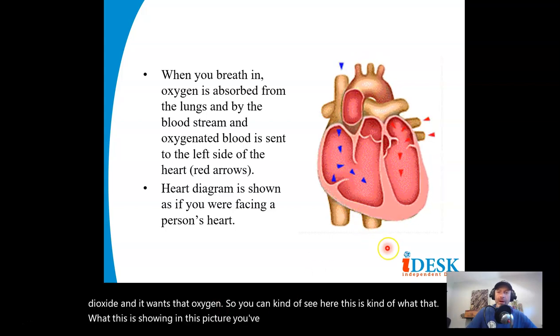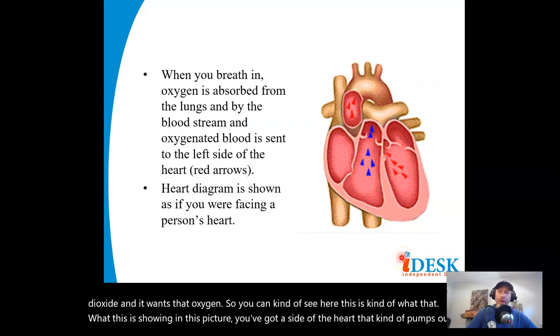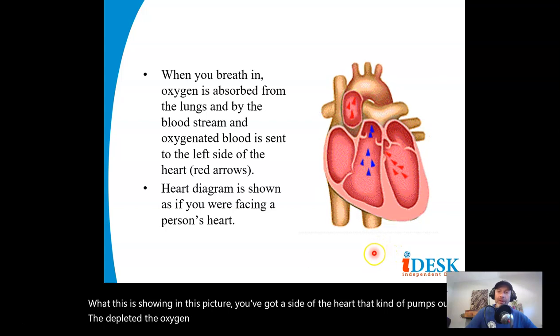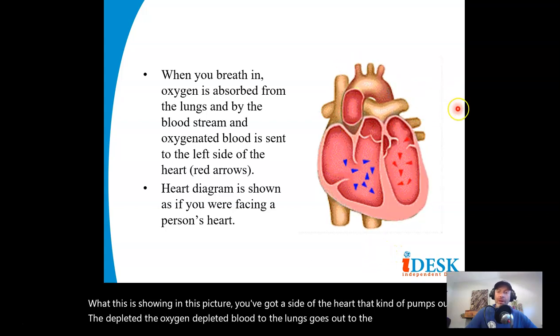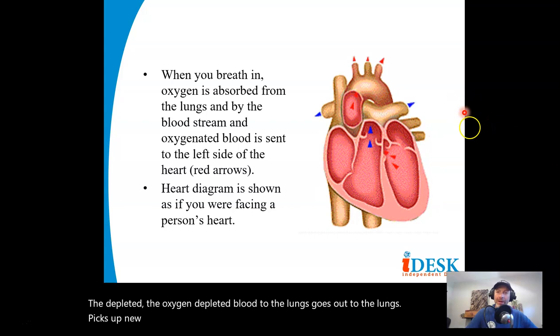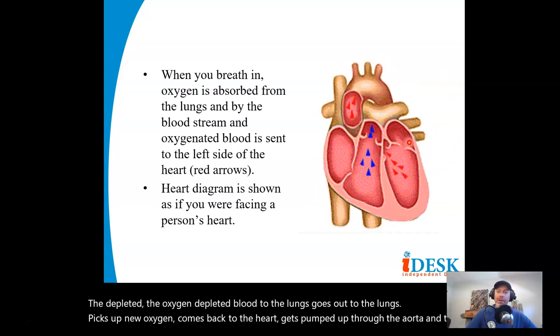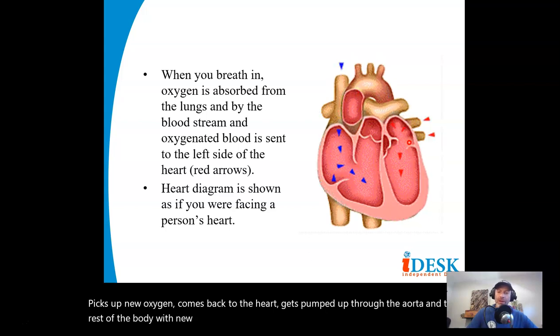You've got a side of the heart that pumps out the oxygen-depleted blood to the lungs, goes out to the lungs, picks up new oxygen, comes back to the heart, gets pumped up through the aorta and to the rest of the body with new, fresh, oxygenated blood.